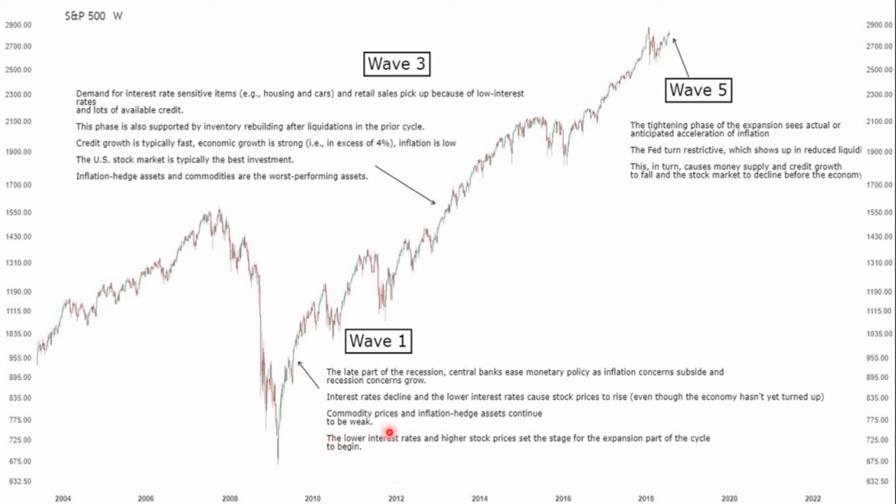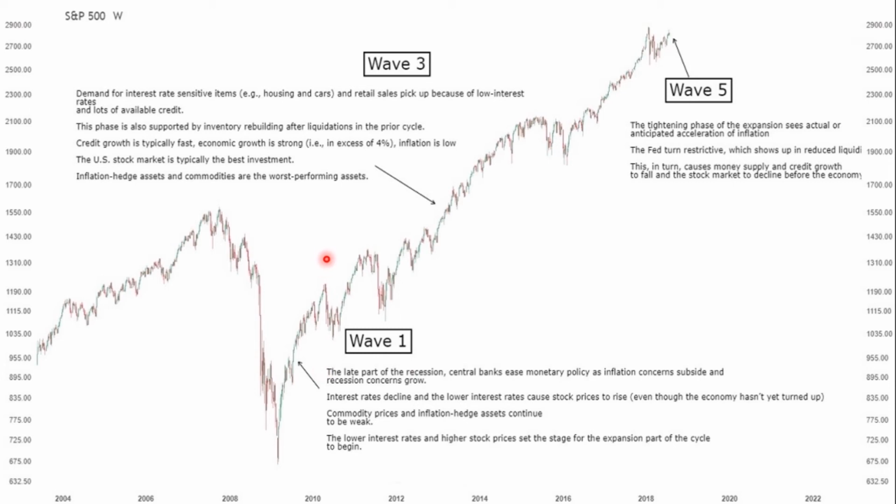Commodity prices and inflation hedge assets continue to be weak in this phase, because asset prices roll over and you've got disinflation. Commodity prices have tangible value, and in a disinflationary world, the price continues to fall. So you don't want to own commodities. The best asset you want to own in wave one is equities.